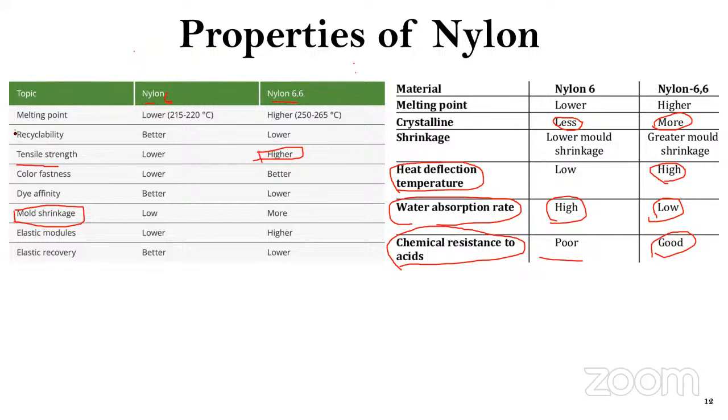And in case of recyclability, this nylon 66, due to the high mechanical strength, is difficult to recycle. Basically, we will do mechanical recycling. So this nylon 6 has better recyclability as compared to your nylon 66.